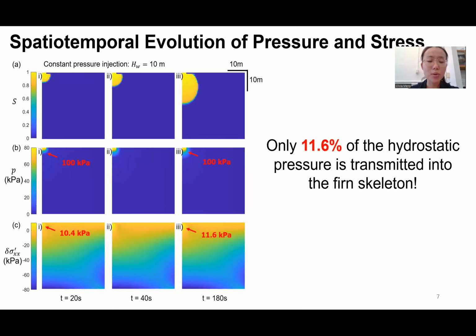We also found that most of the confining stress is taken up by pore pressure, and only 11.6% of the hydrostatic pressure gets transmitted into the firn skeleton. And that is the only part that will determine whether fracture can propagate or not.